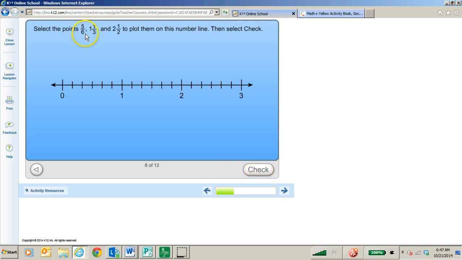Then it gets even a little more complicated when the denominators are not necessarily the same. We can see that the sections are divided into 6, so plotting 5/6 is pretty easy. But then we have 1 and 1/3. Even though they're divided into 6, we need to think about where it would be if we divided it into thirds. There would be 1/3, 2/3, 3/3. So there's 1 and 1/3. And then 2 and 1/2.